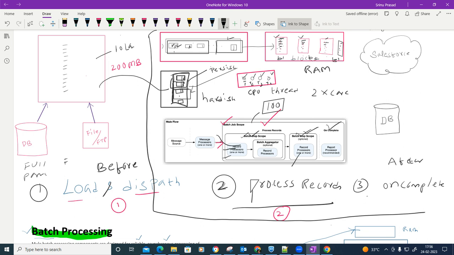And in the on-complete phase, we get an object called batch job result. It contains the entire information of the batch: how many records, how many succeeded, how many failed, like that.